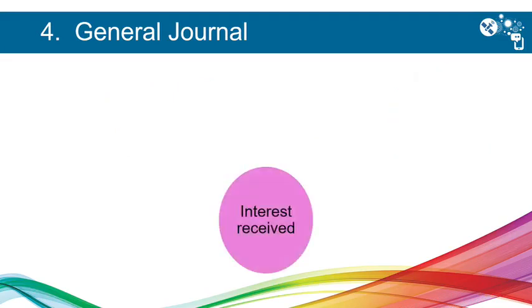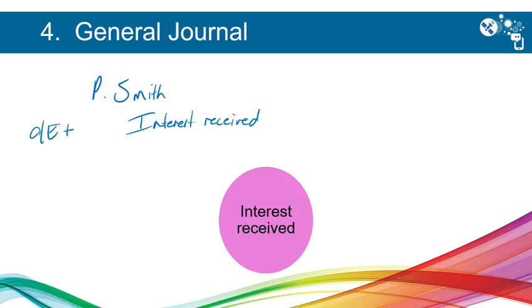In the same way, if a debtor is overdue on paying their account, we will debit the debtor. They owe us more, and we credit interest received. Interest received, which is an income that will increase owner's equity. Smith is a debtor, it's an asset that increased.